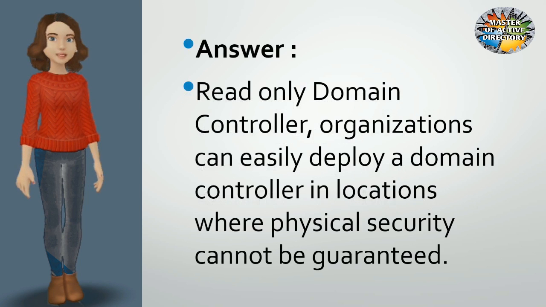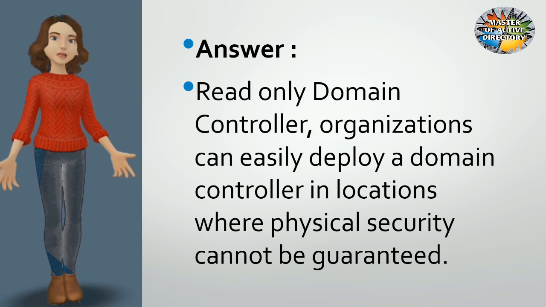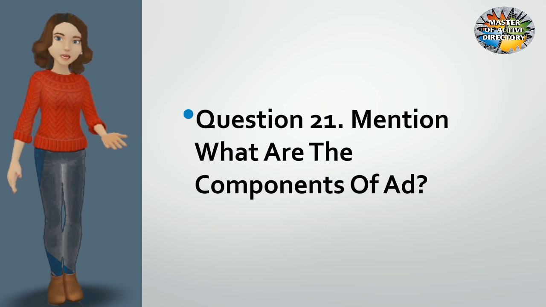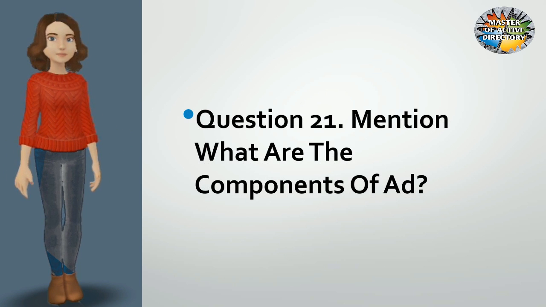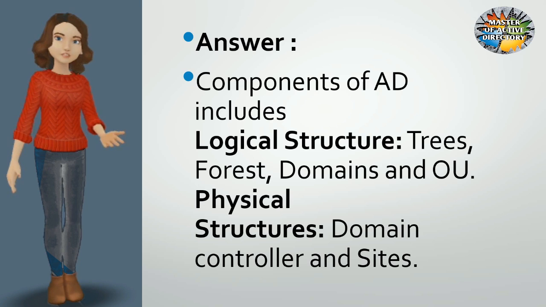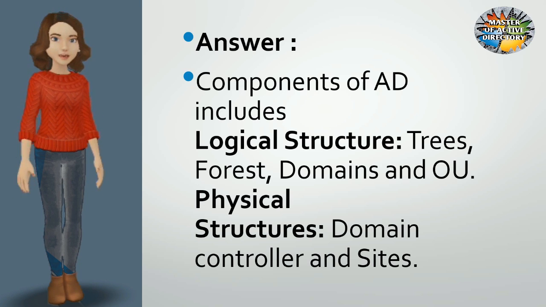Answer. Read-only domain controller. Organizations can easily deploy a domain controller in locations where physical security cannot be guaranteed. Question 21. Mention what are the components of AD. Answer. Components of AD include logical structure: trees, forest, domains and OU; and physical structures: domain controller and sites.